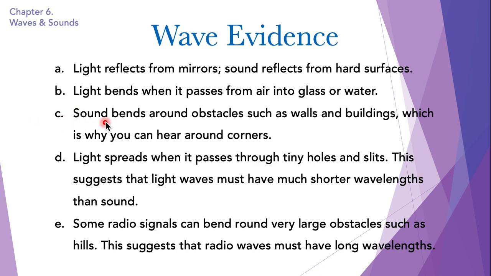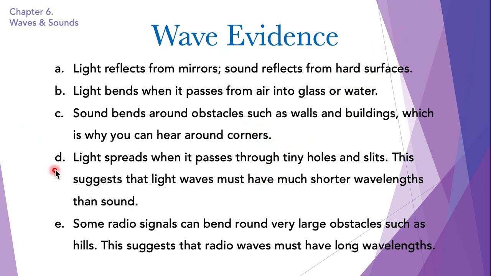C. Sound bends around obstacles such as walls and buildings, which is why you can hear around corners. So this is an example of reflection. So we have a corner of a building and we have two streets around this building. So if people are talking on one street, the people on the second street would hear them. So that is an example of reflection of sound. That sound bends around obstacles such as walls and buildings, which is why we can hear around corners as well.